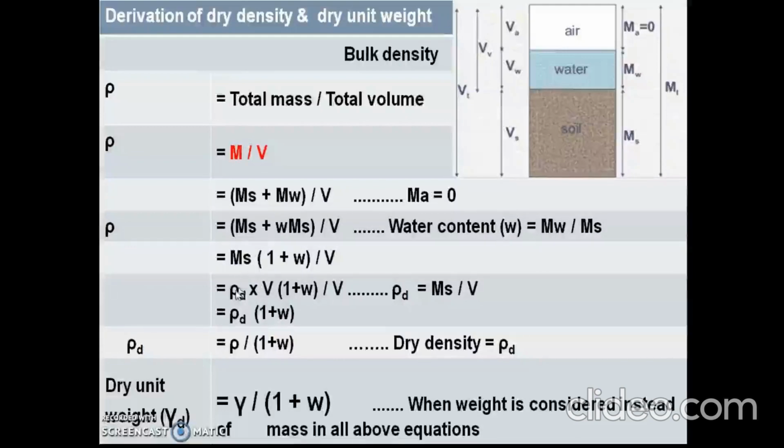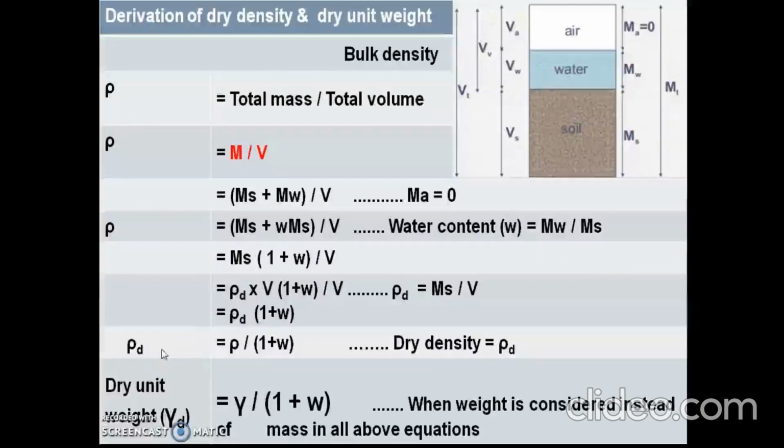And mass of solids is represented in terms of dry density. We have already defined dry density. It is ratio of mass of solids to total volume. Hence, MS is equal to dry density into V. Hence, MS is replaced by rho d into V. And rest of the terms are written as they are. V and V will get cancelled. So, rho is equal to rho d into (1 plus W).